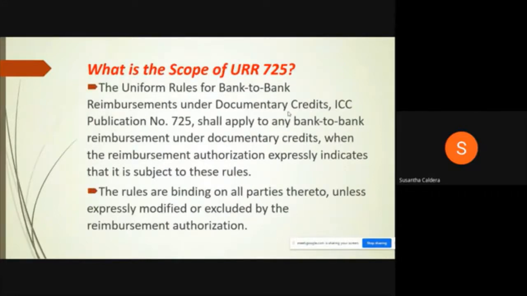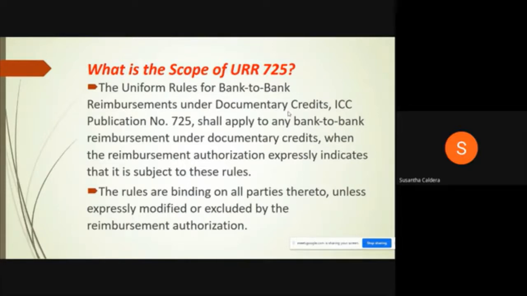Right. What is the scope of URR 725? The Uniform Rules for Bank-to-Bank Reimbursement under Documentary Credit, ICC Publication Number 725, shall apply to any bank-to-bank reimbursement under documentary credits when the reimbursement authorization expressly indicates that it is subject to these rules. But the reimbursement authorization should expressly indicate that the reimbursement is subject to URR 725, right? The rules are binding on all parties thereto unless expressly modified or excluded by the reimbursement authorization, right?